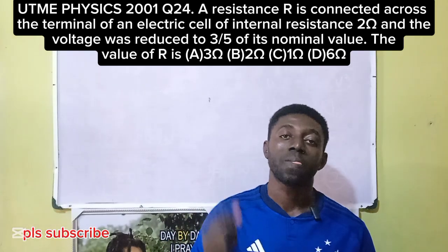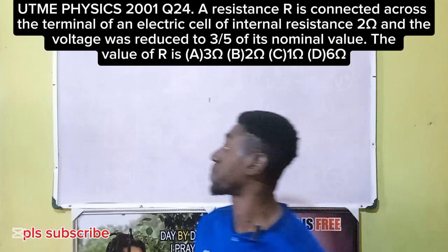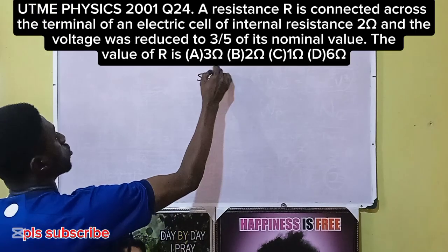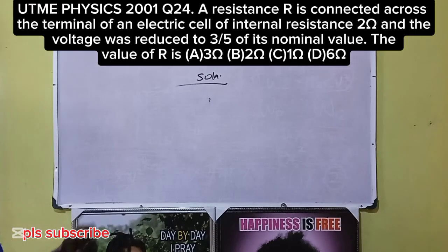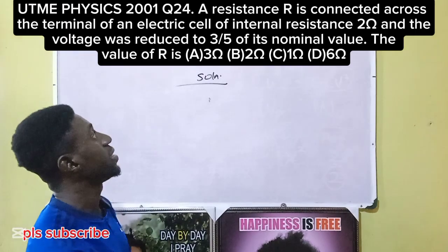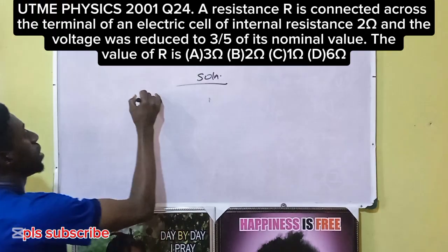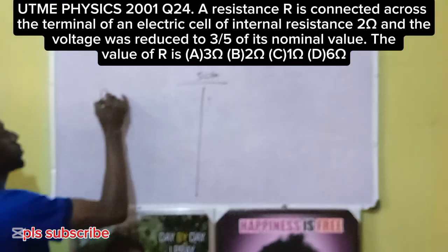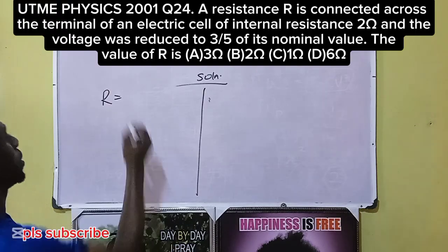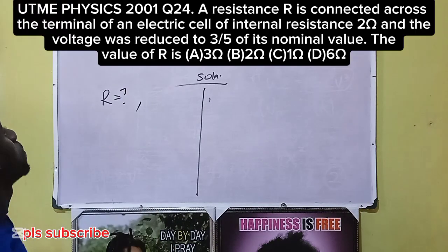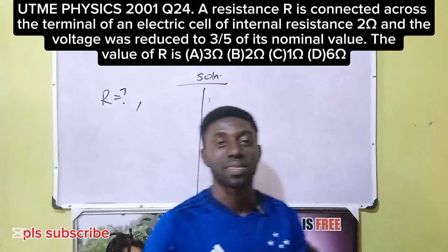Okay, in order to simplify the equation, we have to bring out the parameters. Solution. A resistance R is connected across the terminals of an electric cell. We have resistance R, not given yet. Okay, let's say question mark. And the cell has internal resistance.